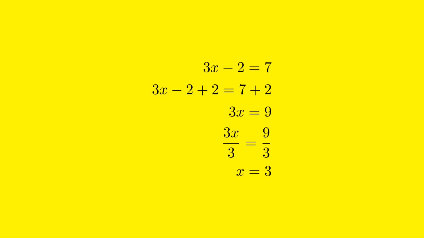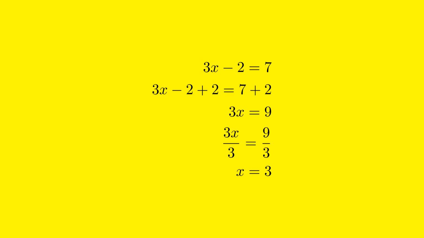To solve for the variable x, we need to get x by itself. The term 3x means 3 times x. To cancel out the 3 times part, we do the opposite operation, which is division. We divide both sides of the equation by 3. So we have 3x divided by 3 equals 9 divided by 3. On the left side, 3x divided by 3 cancels out the 3, leaving us with just x. On the right side, 9 divided by 3 equals 3.